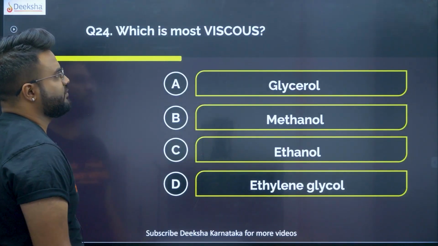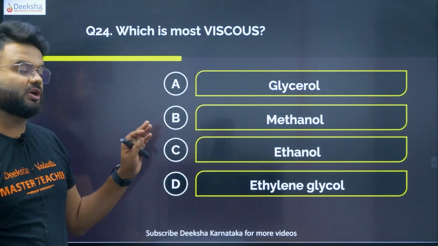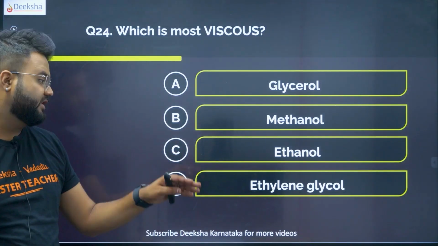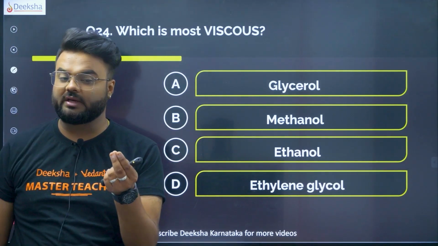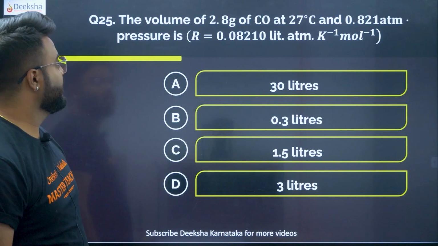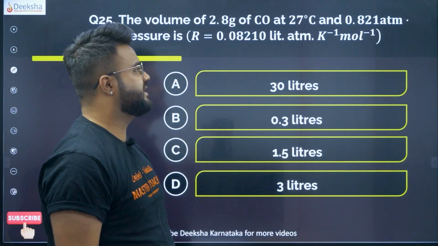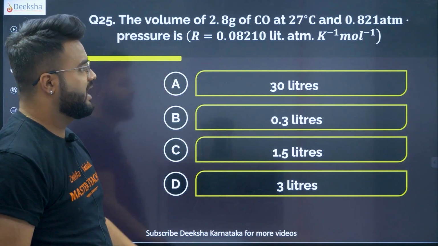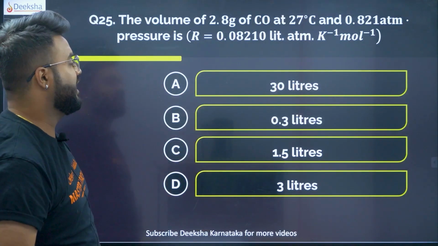Next, which is the most viscous among these? Among these, methanol is an alcohol, ethanol is an alcohol, even ethylene glycol. But coming back to viscous, which is a very thick liquid, that is nothing but your glycerol, which you apply on the face.